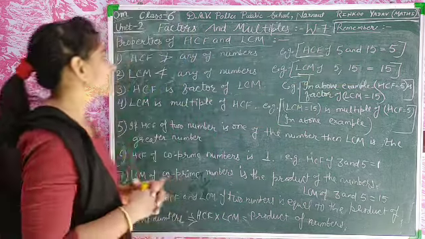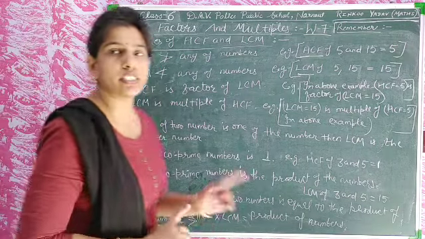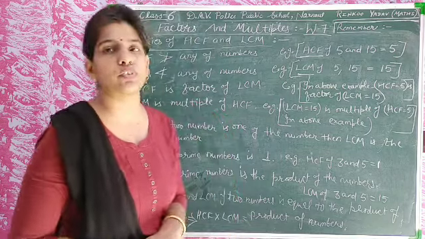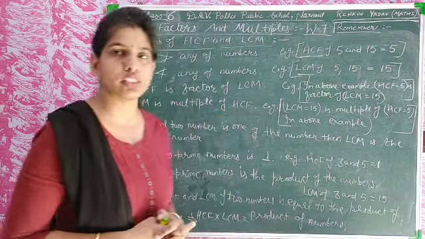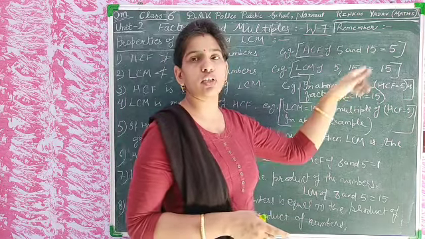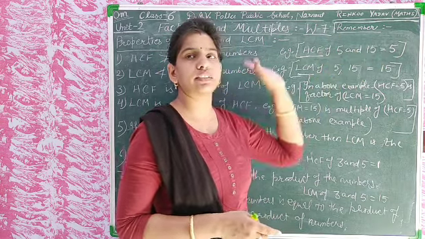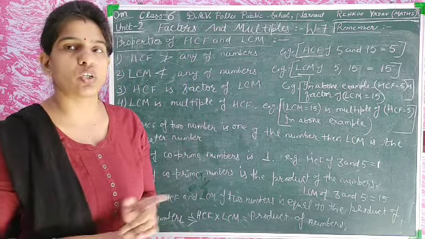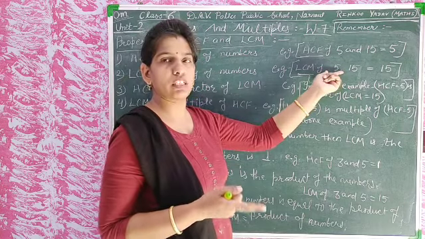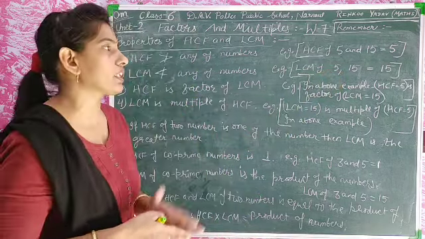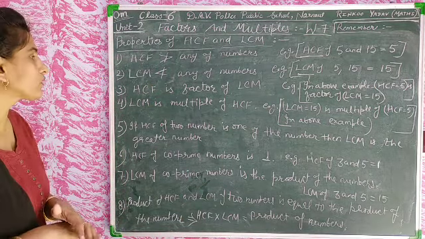Now, LCM is never less than any of the numbers. It may be 5 or greater than 5. But HCF is always 5 or less than 5. Not less than any of the numbers. Here the smaller number is 5, so it is not possible that the LCM is less than 5. Is this clear, students?